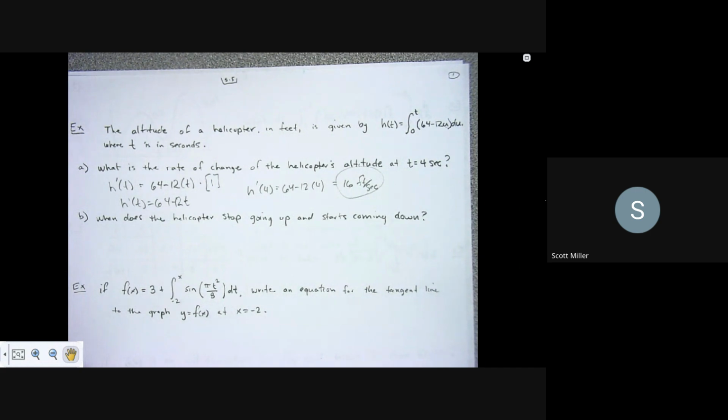When does the helicopter stop going up and start coming down? Well, what does that mean? How do I find that? Well, if it's going to stop, that means the rate of change, or the velocity, or however you want to look at it, is 0.